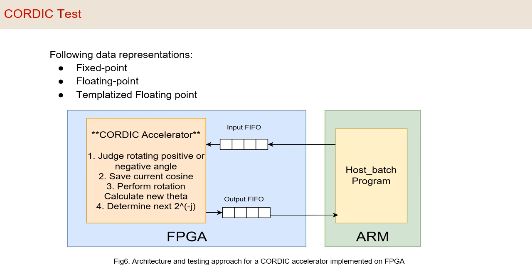The system consists of two components, the FPGA-based CORDIC accelerator and the ARM processor. The CORDIC accelerator will determine if the rotation should be positive or negative, and it saves the cosine value. It will then perform the rotation to compute the new theta. And the data flows through the FIFO buffer between the FPGA and ARM processors. Values from the host program are translated to ap_fixed 32 to feed into the buffer.